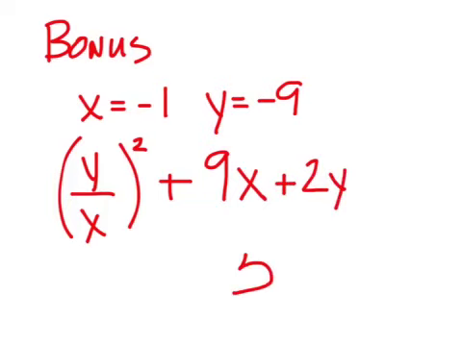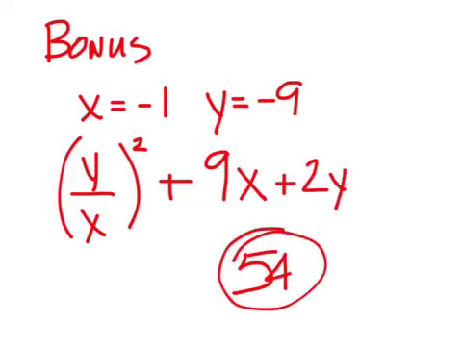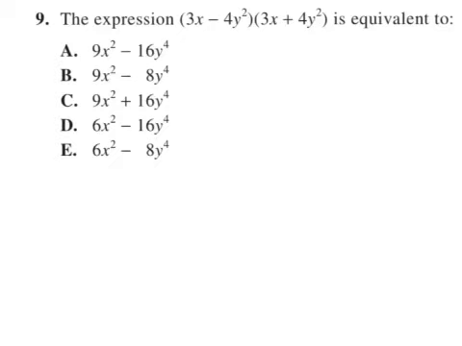The answer for the bonus is 54. The expression, the quantity of 3x minus 4y squared, close the quantity, times the quantity of 3x plus 4y squared is equivalent to which of the following?